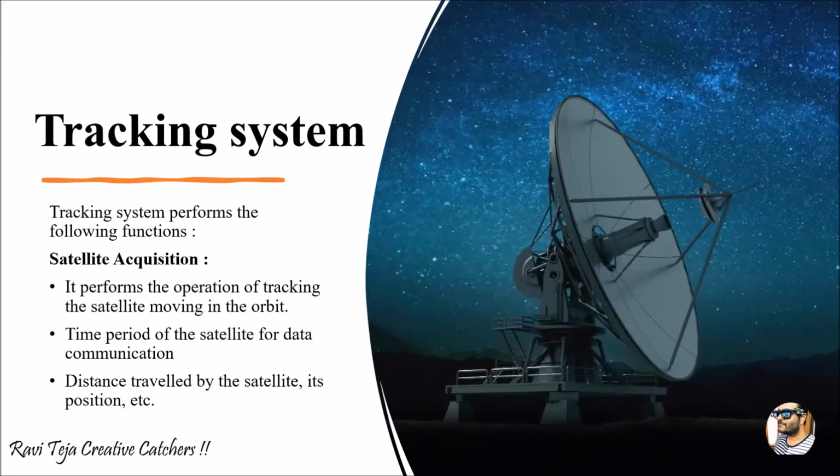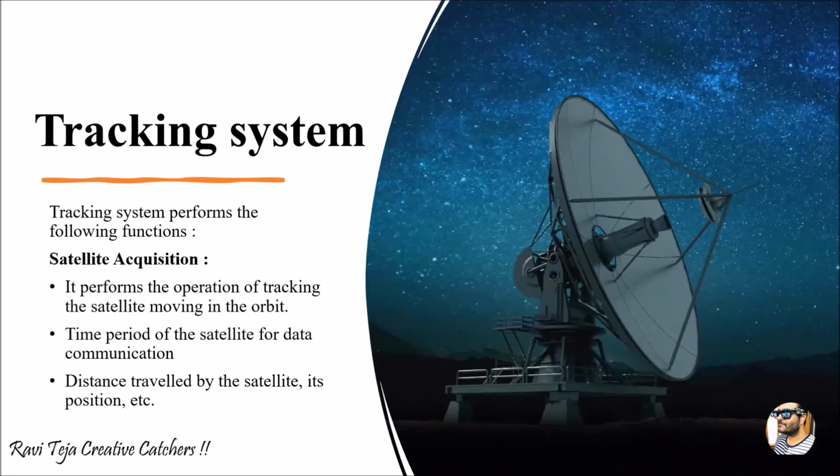So we need to track our satellite, where it's going, with what speed it is going, and with what distance or with what velocity it is traveling. We need to calculate everything, and we need to keep an eye on that particular satellite which we are communicating with. So first thing, satellite acquisition performs the operation of tracking the satellite moving in the orbit.